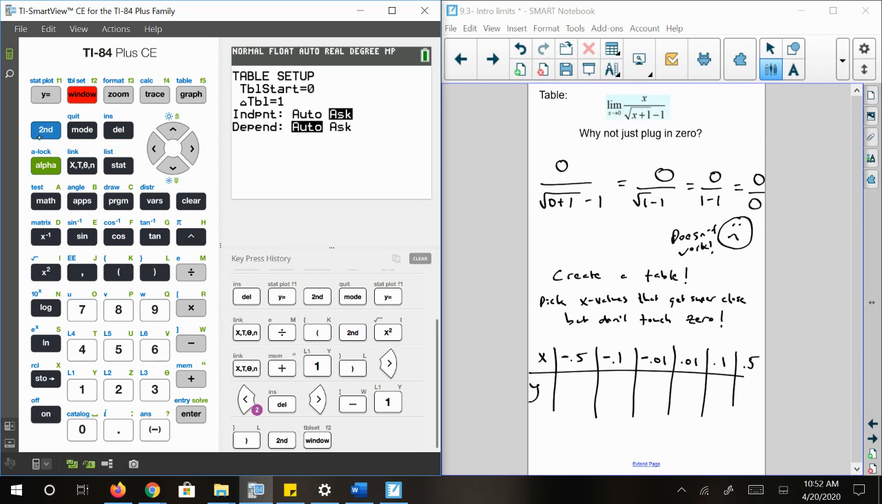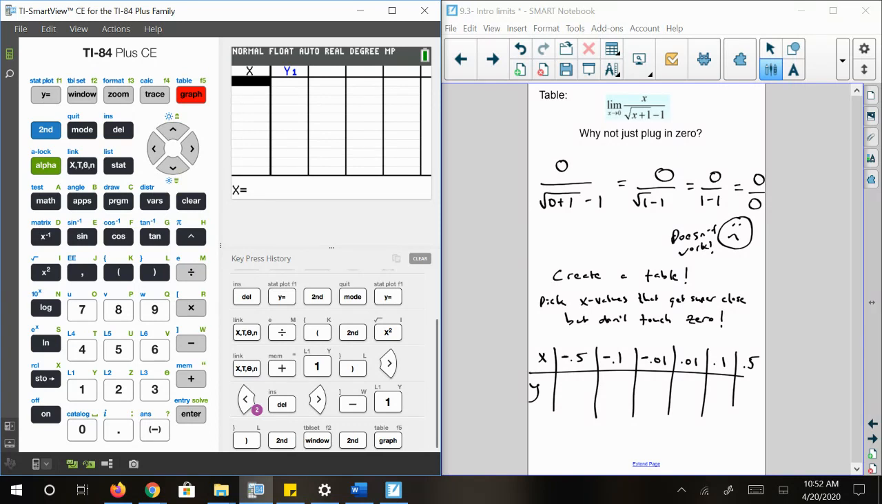Okay, so from here, I've got this set to ask. I'm going to go to second and table, and it's going to generate a table for me. Now, right now it's blank because I haven't asked it anything, but if I try to plug something in, well, then I'll be able to actually see what's going on the calculator.